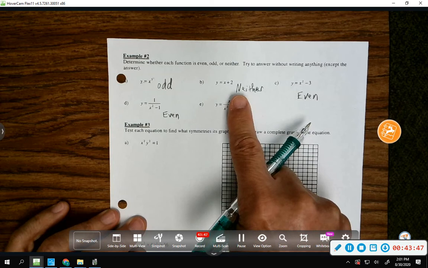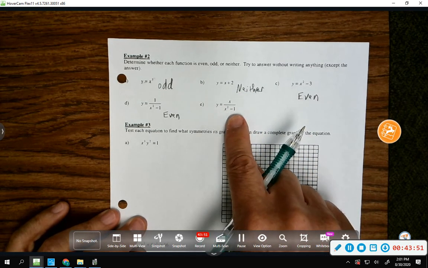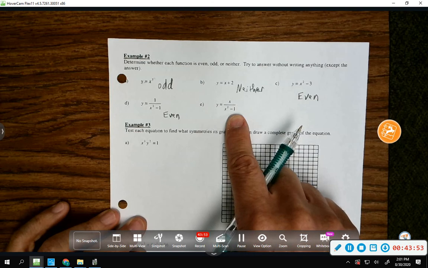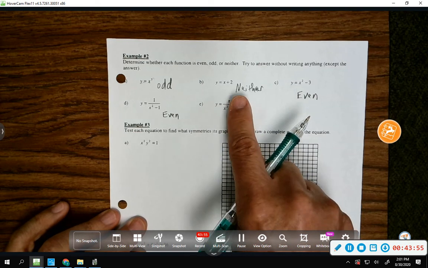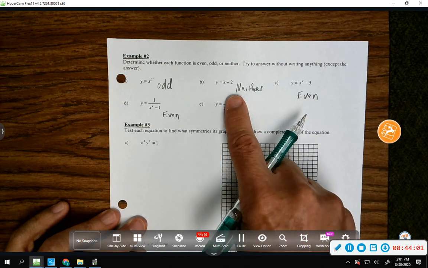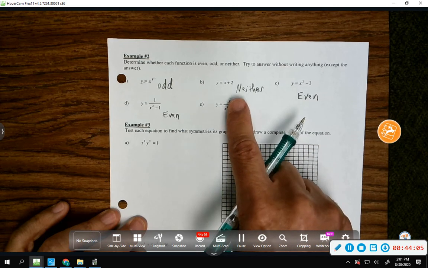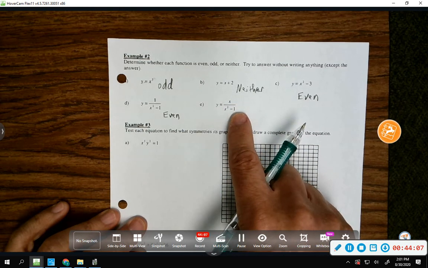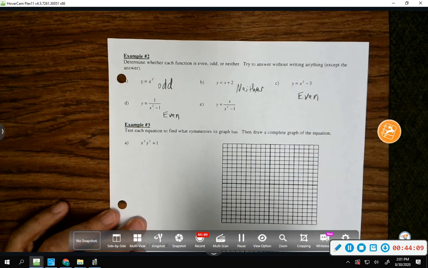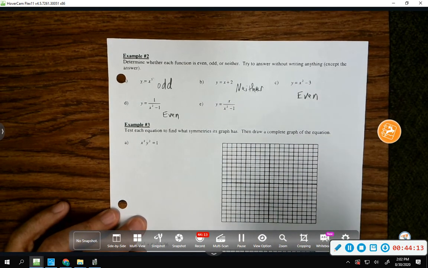If I plug in 2, look what happens. I get 2/3. If I plug in negative 2, I get negative 2/3. What happens if I plug in 3? If I plug in 3, I get 3/8. If I plug in negative 3, I get out negative 3/8. Opposite signs go in, opposite values come out. It's odd.